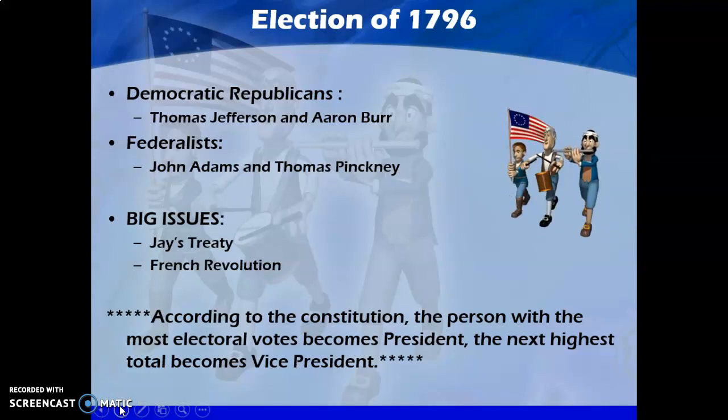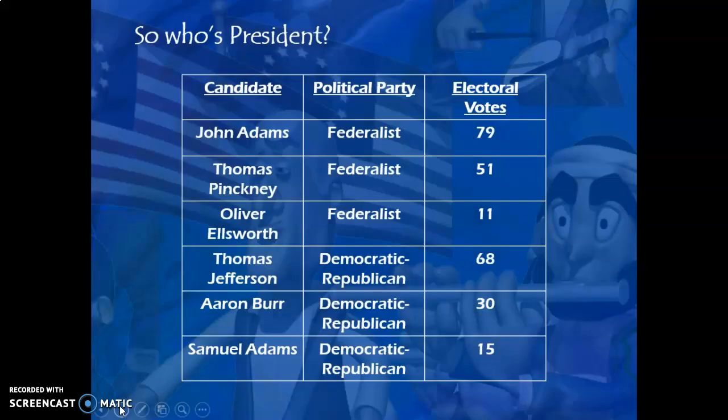So according to the Constitution, the person with the most electoral votes becomes president, and the next highest person becomes vice president. So here's what it looks like. John Adams with 79 electoral votes, Thomas Pinckney with 51, Oliver Ellsworth with 11, Thomas Jefferson had 68, Aaron Burr had 30. So there's your president. Here's the vice president. That would be Thomas Jefferson.